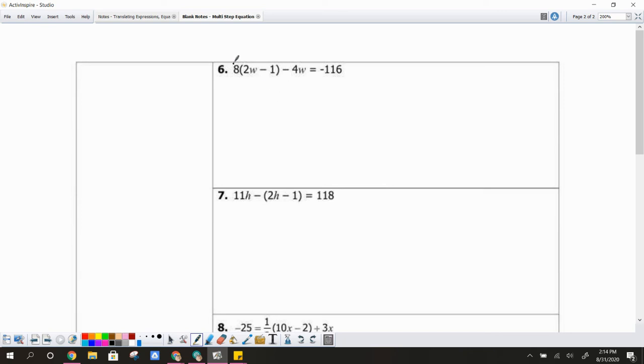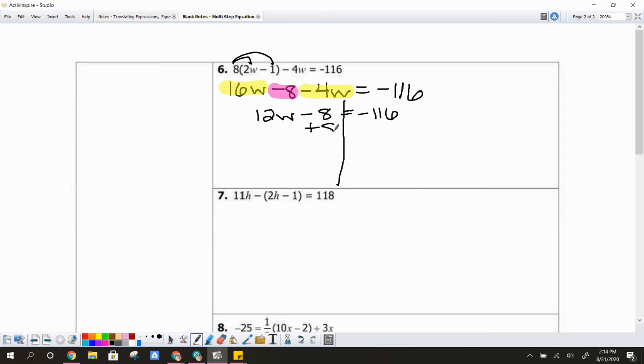All right, so step 1 is to distribute. So you have 16w minus 8 minus 4w equals negative 116. Combine your like terms. So you have 16 minus 4 is 12. Solve your two-step equation. Get rid of the addition and subtraction first, which will give me negative 108. And then you can go ahead and divide to get w equals negative 9.